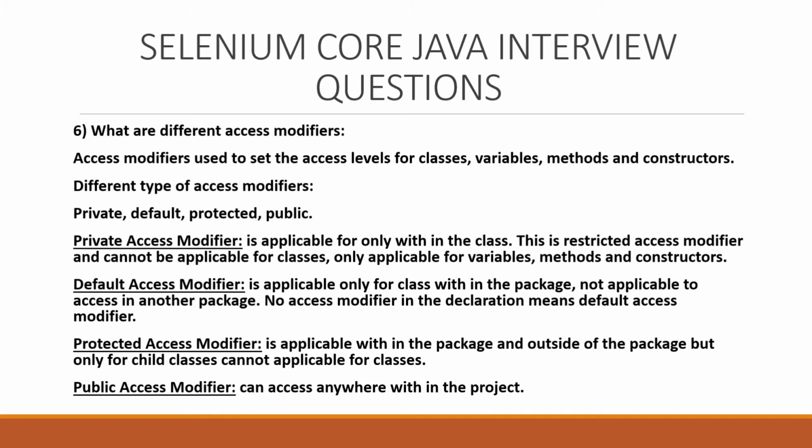We can have different kinds of access modifiers such as private access modifier, default access modifier, protected access modifier and public access modifier. What is a private access modifier here? Private access modifier is applicable only within the class. This is a restricted access modifier and cannot be applicable for classes. It can be applicable only for variables, methods and constructors.